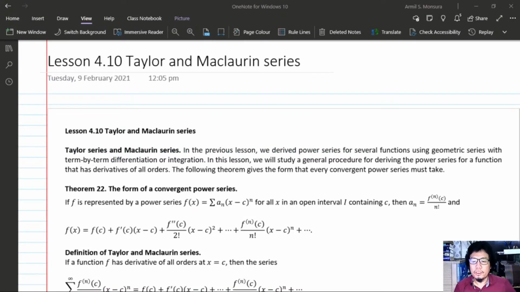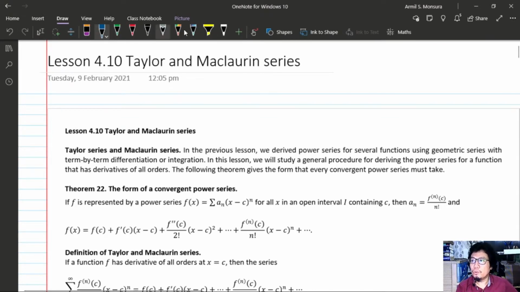Okay. So at this point, we will end this topic 4, our topic on infinite series, with a discussion on Taylor and Maclaurin series. In the previous lesson, we were able to derive power series for several functions using geometric series, with term by term differentiation or integration, and sometimes we also did some operations like addition, composition of functions, and other operations.